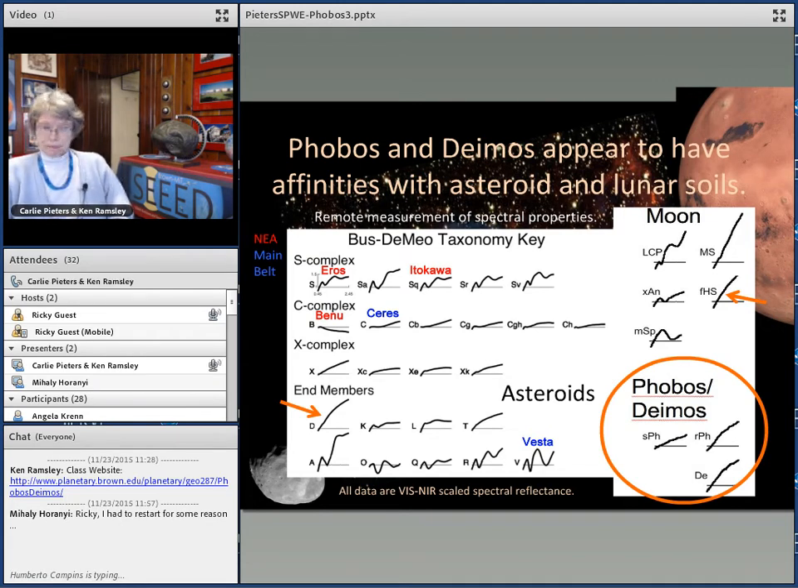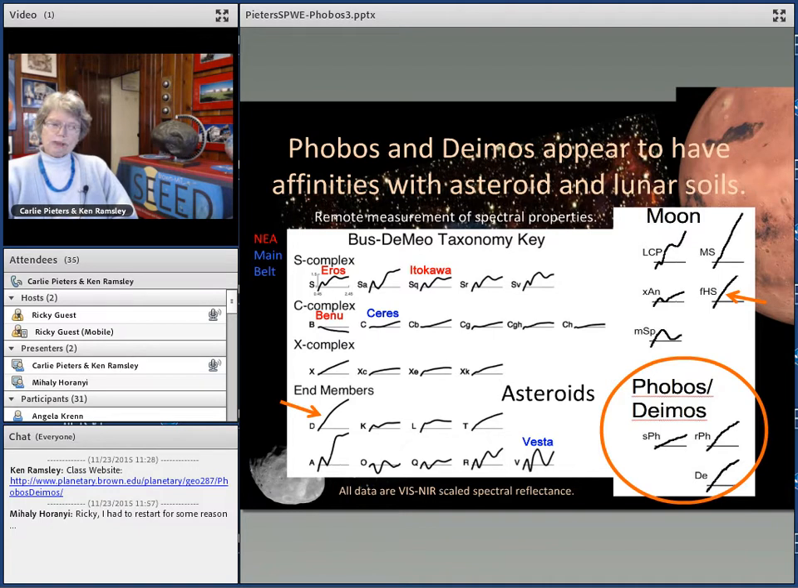Bennu, the OSIRIS-REx target, is something quite different. We don't have samples from that yet, so you'll have to wait a few years before you can understand them. But the main belt asteroid Ceres and Vesta we will talk about. In particular, Vesta has beautiful, strong absorption bands.